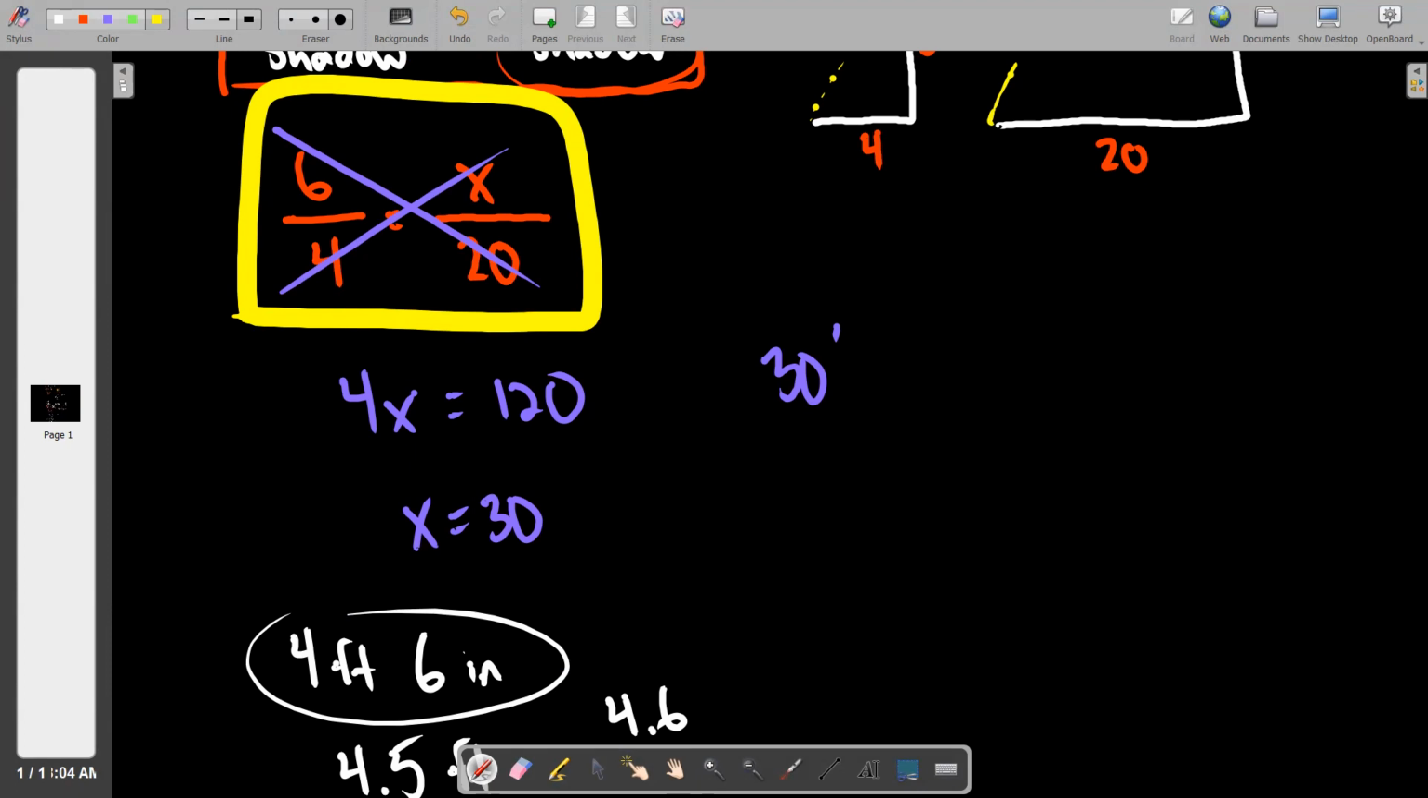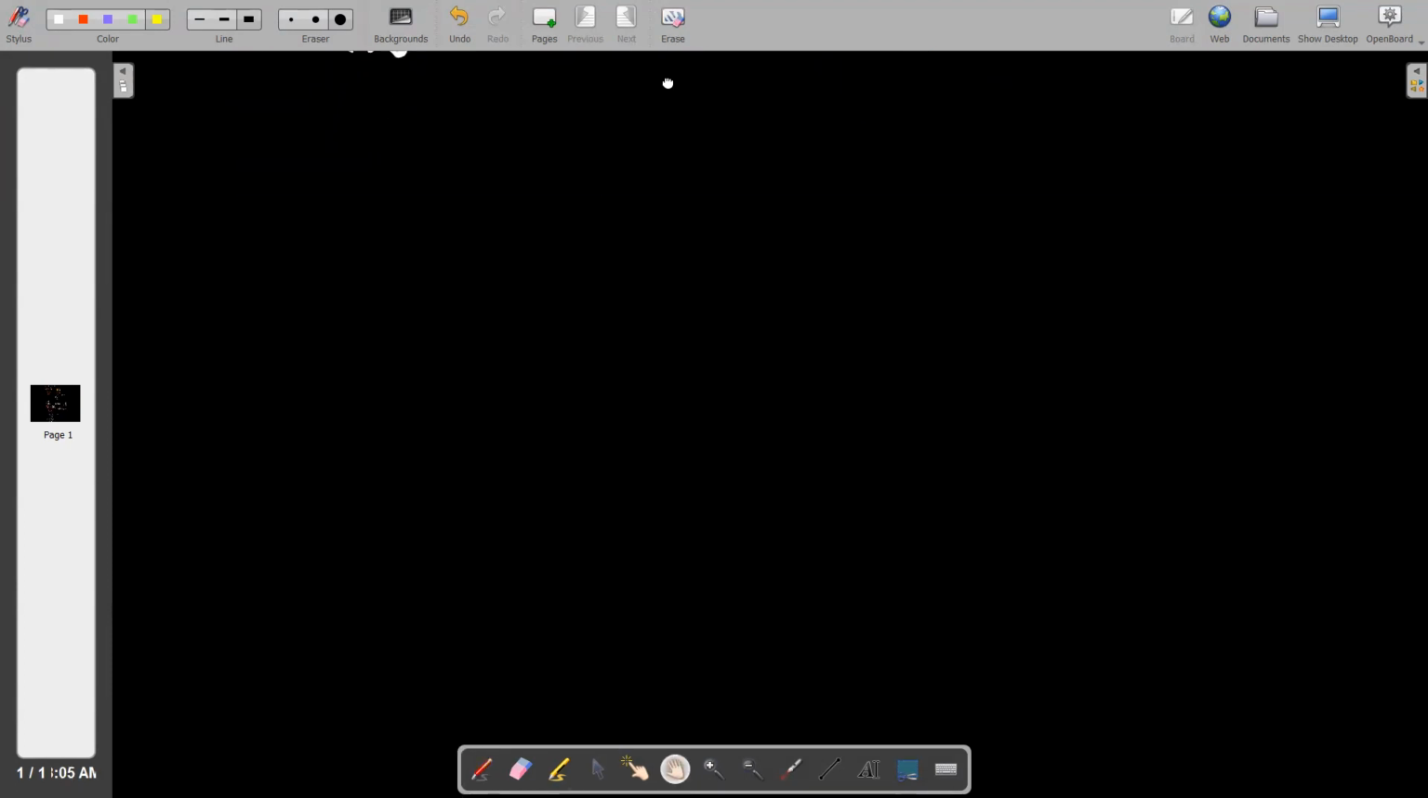Okay, so that's the whole first page. The second page contains a whole bunch of equations, and I'll just kind of show you a sampling of how simple they are. So I'll just run through a bunch of them. Let's say you had like 6K equals negative 42. What would you do? Divide by 6, you get K equals negative 7.